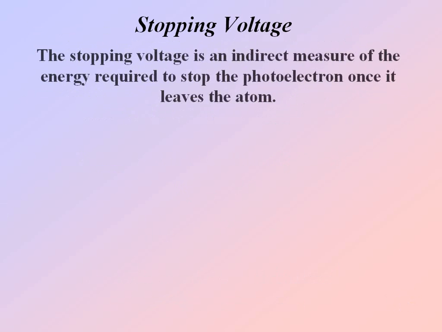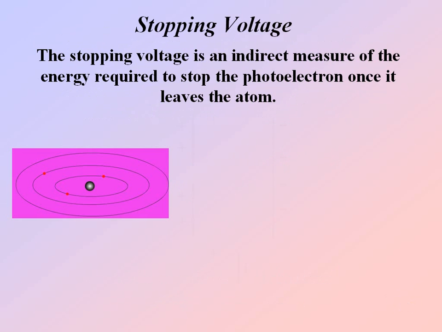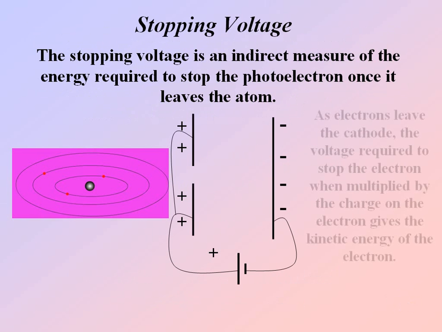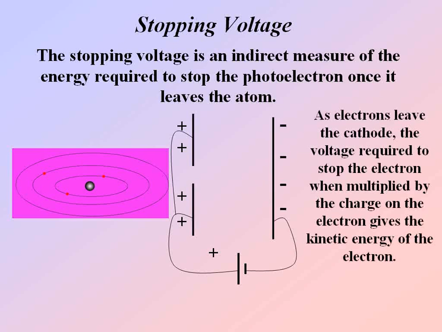The idea of stopping voltage can be shown using a simple illustration. If an electron is liberated from a lithium atom, it is then sent through an electric field. The electric field acts against the motion of the electron and therefore stops it. If we multiply the stopping voltage by the charge on the electron, we can calculate the kinetic energy of that electron. And so EK max is equal to q V stop.